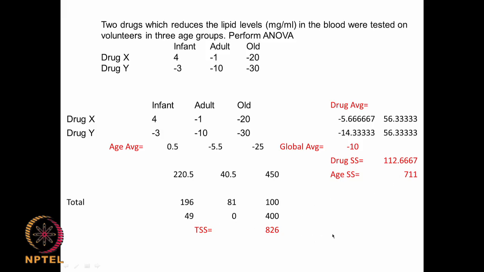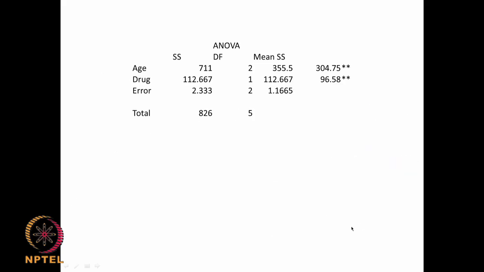Now the total, you all know how to do that, right? Very simple. Minus 10 is your global average, minus 4 squared, minus 10 minus 1 squared, minus of minus 1 is plus 1, so 9, 981. Then add up all these, that will give you the total sum of squares. So you got total, drug and age sum of squares. If you subtract both from this, you will get the error sum of squares. So let us go to our ANOVA table: total sum of squares, age sum of squares, drug sum of squares, and error is got from subtracting these 2.